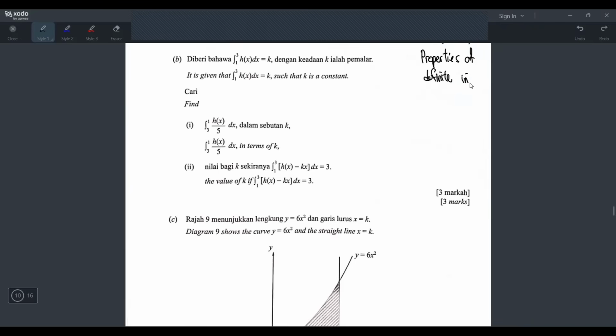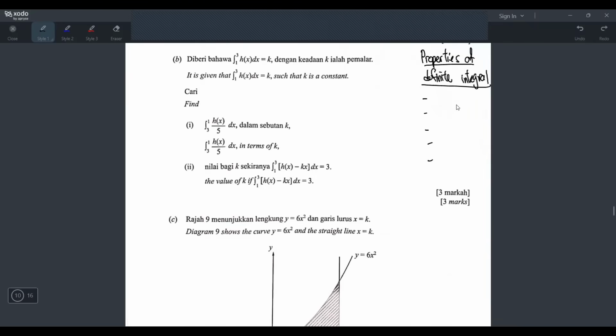What is definite integral? Kamiran tentu. In bahasa Melayu, we call it kamiran tentu. What is kamiran tentu? It means when you integrate and there are numbers here, right? And how many properties are there? There are 5, right? And all these 5 properties, you all have to memorise them because they like to ask these 5 properties in paper 1.